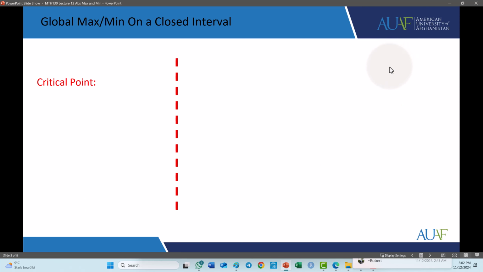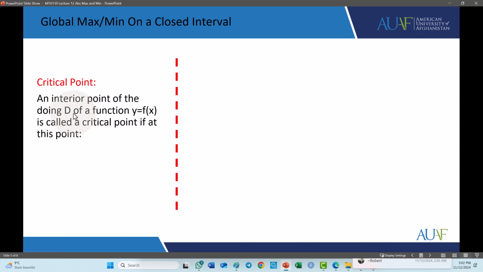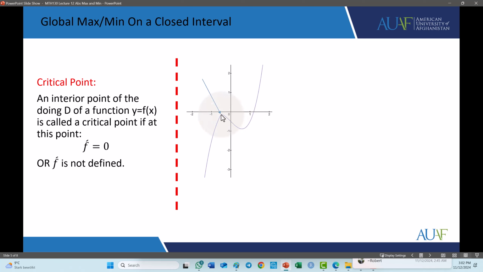A critical point, an interior point of the domain D of the function y is equal to f of x, is called a critical point if at this point either the derivative is defined and is equal to 0 or the derivative is not defined. If you look at this example, we have two critical points. One is this sharp turning point where the derivative is not defined, and this smooth turning point where the derivative is 0.